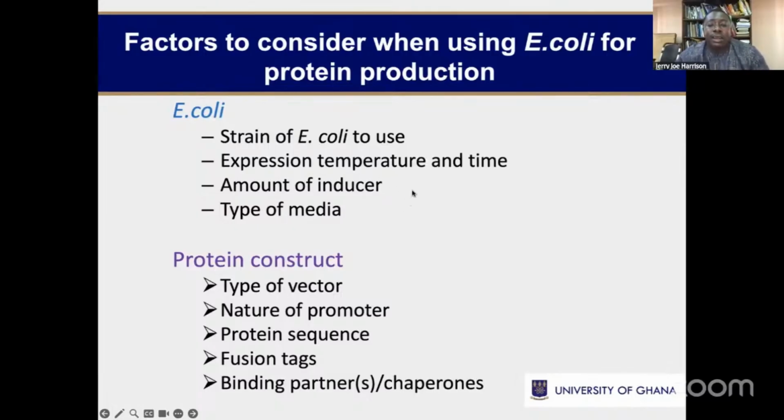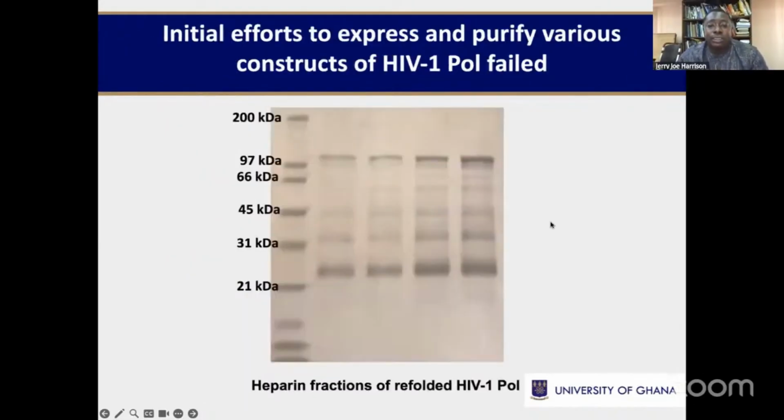Sometimes you modulate or crisscross these, and then you can find a sweet spot where your protein expresses well. On the protein side, you look at what type of vector, the promoter there. Sometimes the protein sequence does affect whether your protein gets expressed or not. Tags can be very important. Other binding partners, chaperones. So again, there are things that you can do on the protein side to make sure that you are successful. And so we went through all these with our initial construct.